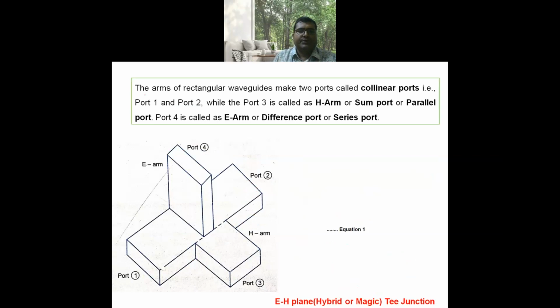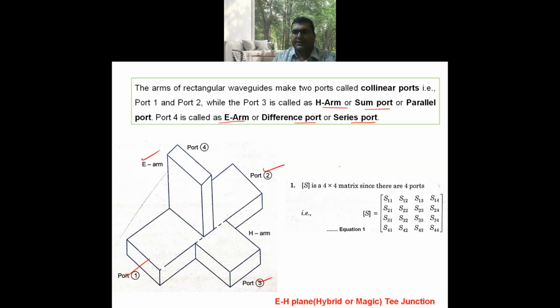Here, port 1 and port 2 are called collinear ports. Port 3 is the H-arm, port 4 is the E-arm. The H-arm is also called the summing port, and the E-arm is also called the difference port or series port. Let us move to the derivation of the E-H plane T scattering matrix.